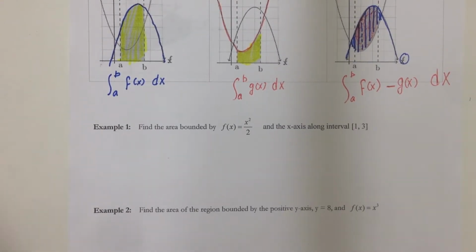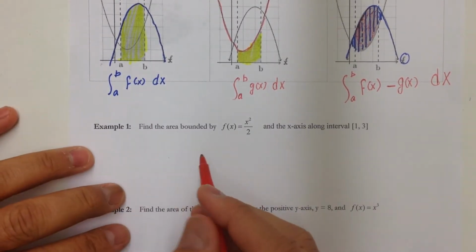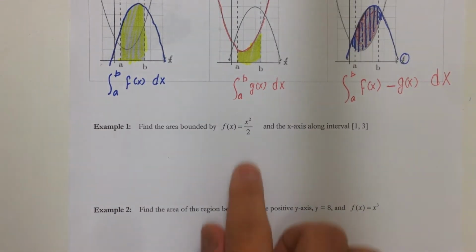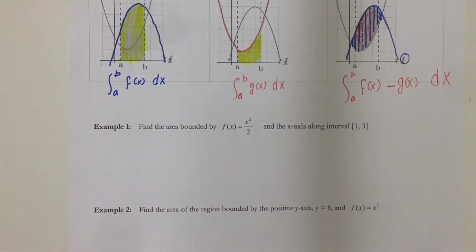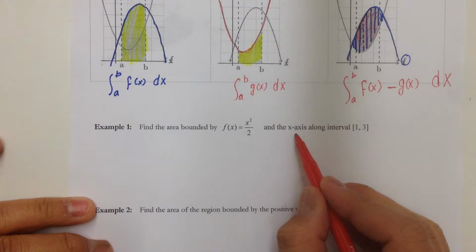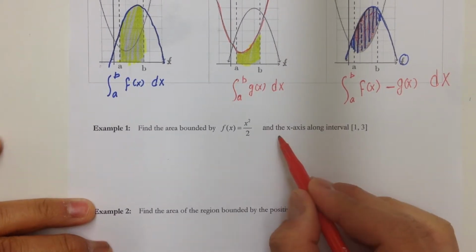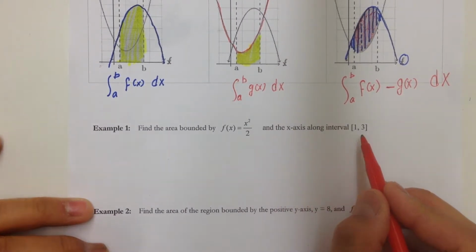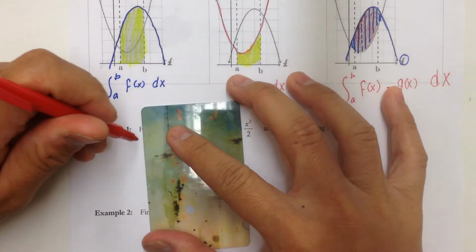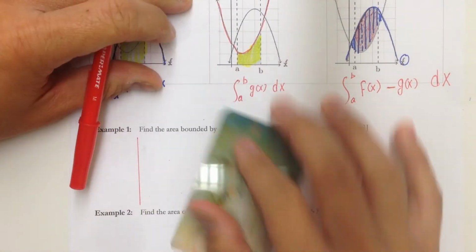When we compute areas, make sure you read the question carefully, and it's always nice to draw a diagram so you know what you're doing. Find the area bounded by the function x squared over 2 and the x-axis along the interval 1 to 3. Start by sketching what this function is.